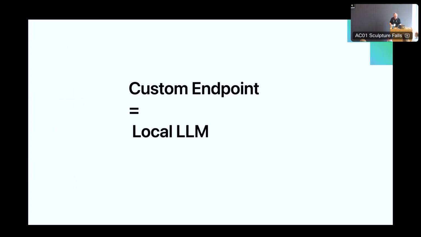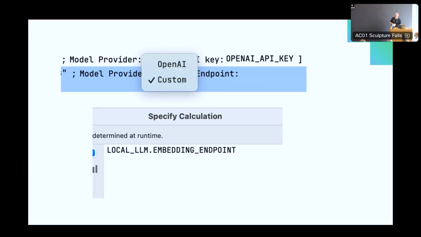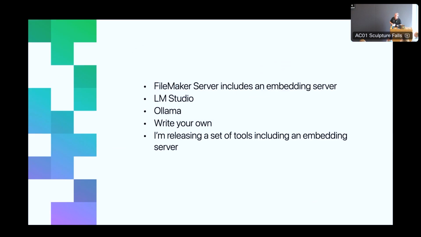Anyway, if we use a custom endpoint, we use that for a local large language model. FileMaker Server includes an embedding server. You can also use products like LM Studio or Ollama. They're both free, really easy to use. They can be downloaded, and they allow you to run large language models and embedding models on your own hardware, your own computer, and they're really good.